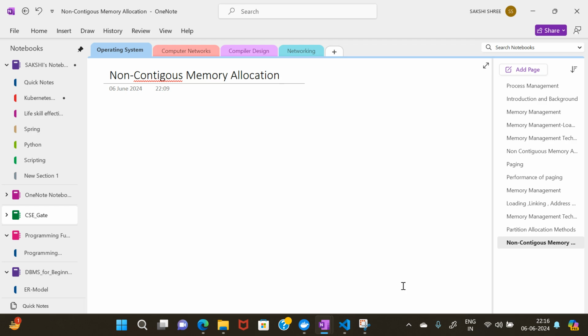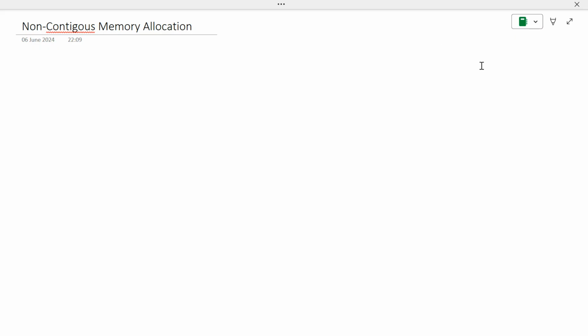Hello all, welcome back to my video series on contiguous memory locations. So in the last video we have already discussed contiguous memory allocation. In this series we will learn about non-contiguous memory allocation. I know there is some issue with the spelling of contiguous. Okay, we'll correct it next, but let's see what the various non-contiguous memory allocation techniques are.